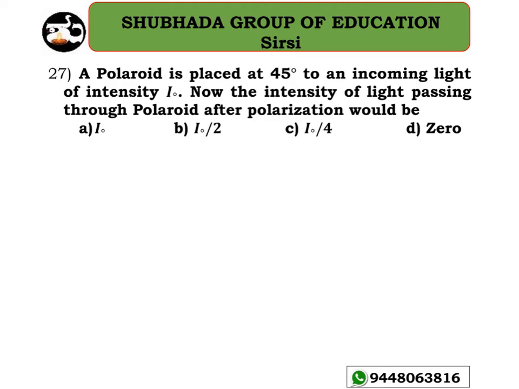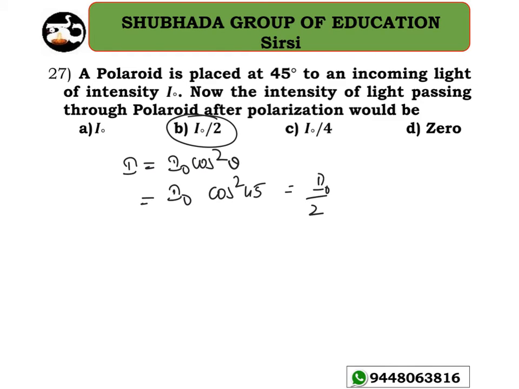Okay, a Polaroid is placed at 45 degree to an incoming light of intensity I naught. Now the intensity of the light passing through the Polaroid after polarization would be? So for this one I can use that the intensity of the transmitted light is I naught cos square theta. So that is I naught into cos square 45, that is I naught divided by 2. This is the reason why option B is the right answer for this question.